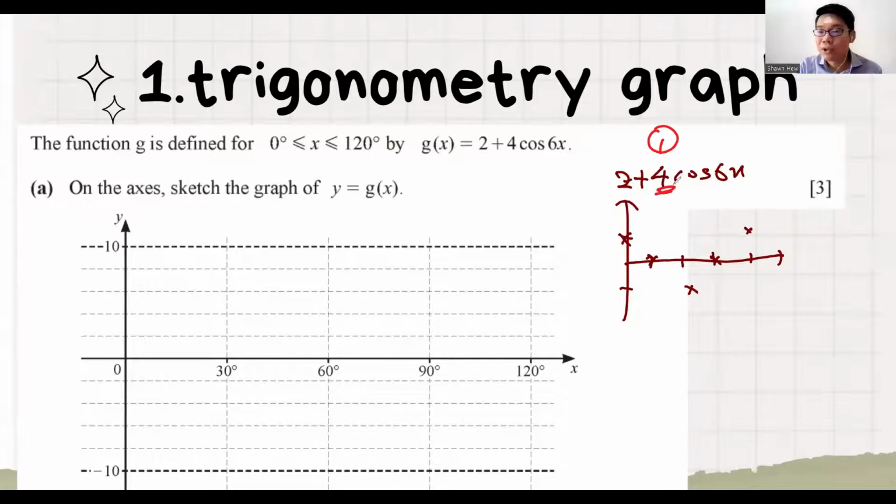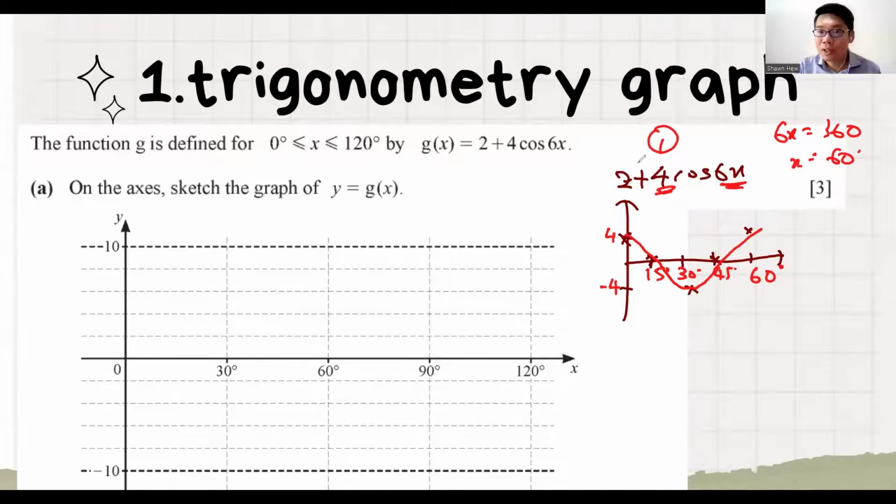First change, the period changes to 4. The period is not 2. The period is the number in front of your sine, cos, tangent, so it's 4. So it becomes 4 and minus 4. Second, the period is 6x now, so the period becomes 60 degrees. So here is 30 degrees. Here is 15 degrees, 45 degrees.